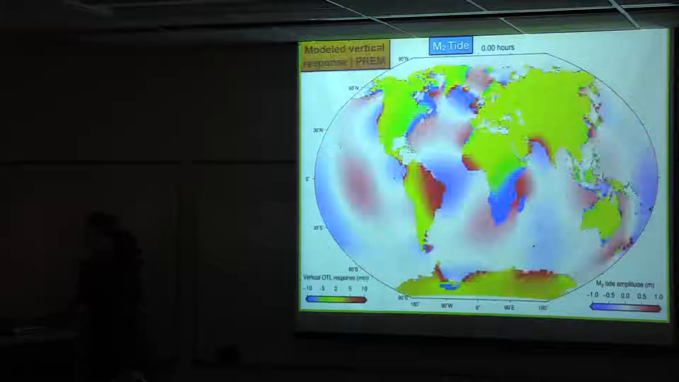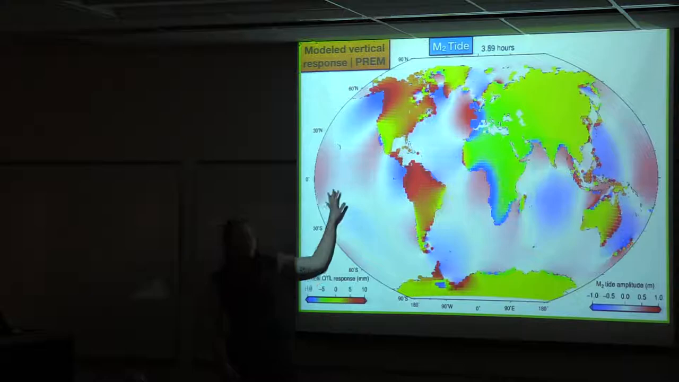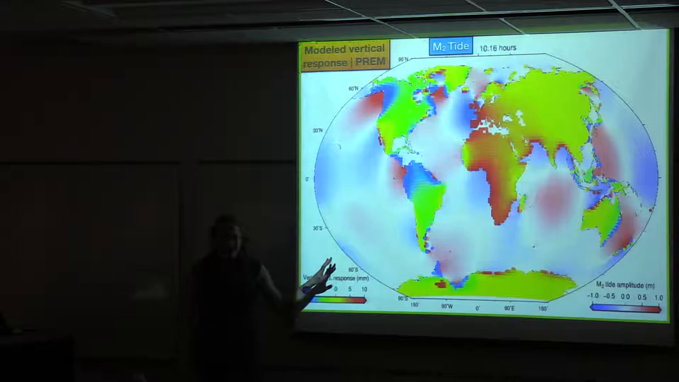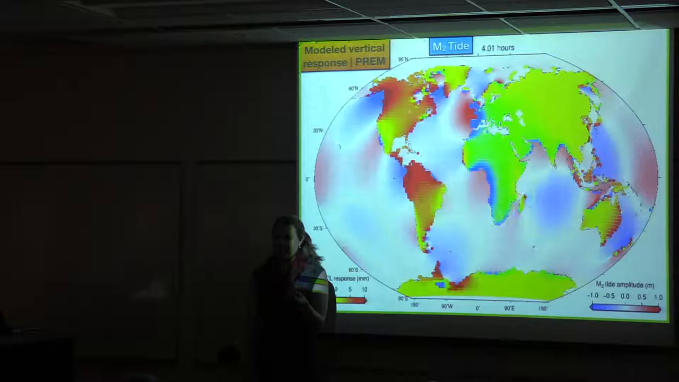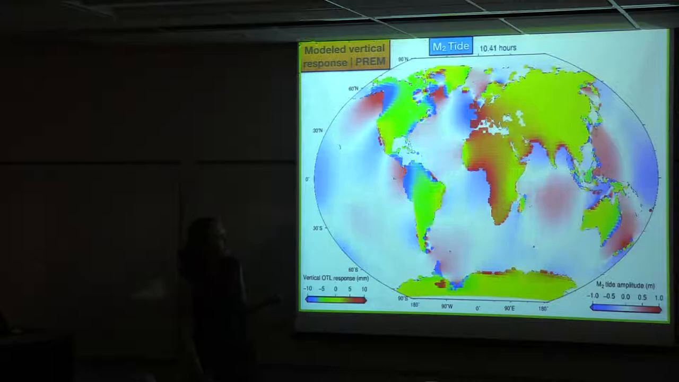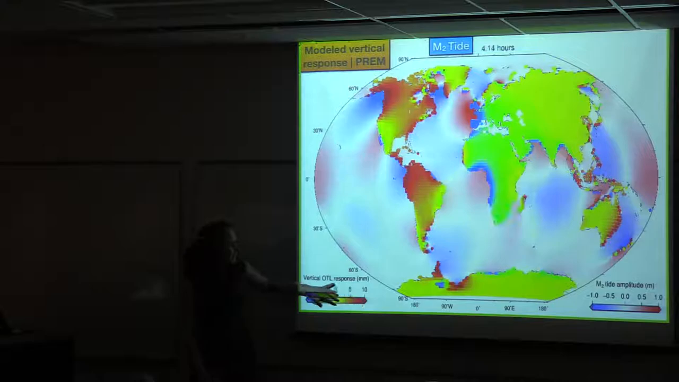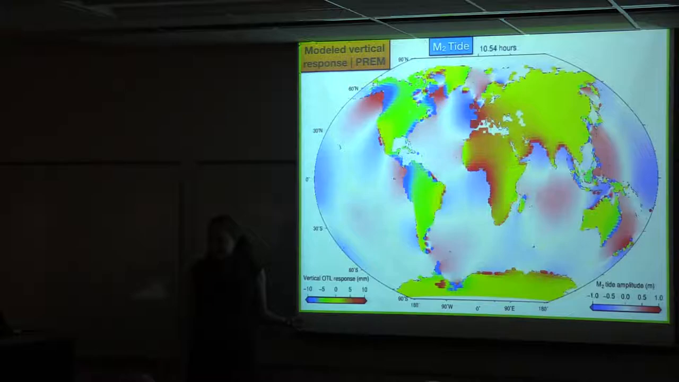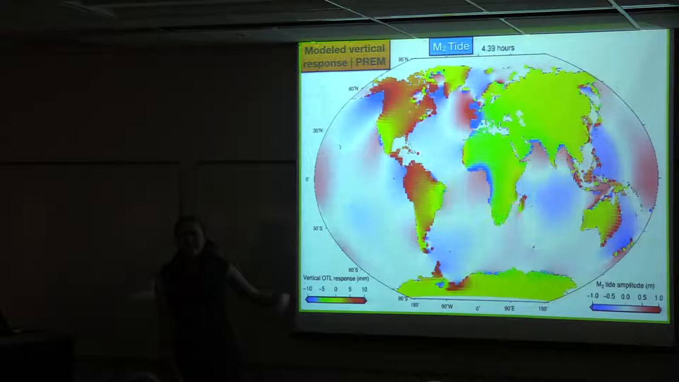Okay, so again, we're looking at the same tide. The forcing is the M2 tide. And over the continents, we're looking at the vertical response of the land to the change in sea surface height, so it's vertical displacement. Here's the scale for that vertical response. It's plus or minus 10 millimeters, so plus or minus a centimeter. This scale is also saturated, so in some areas there's actually much more variation than this.